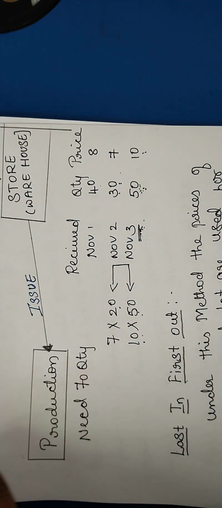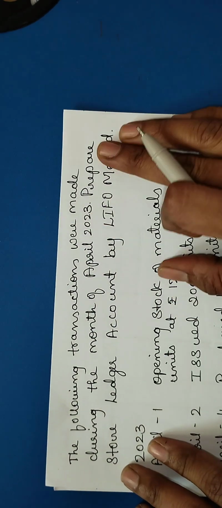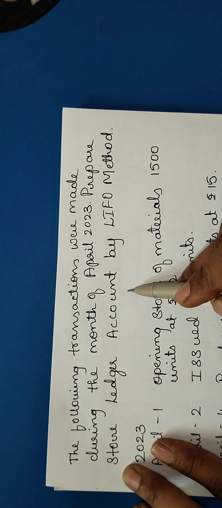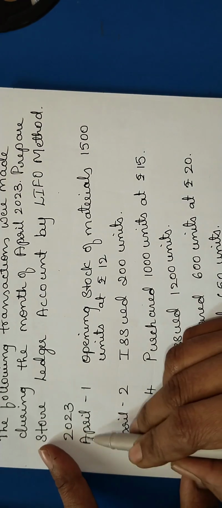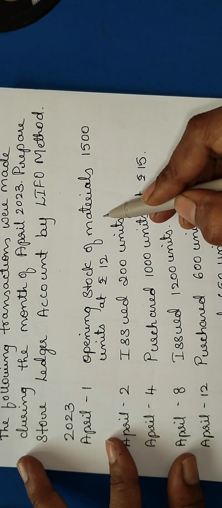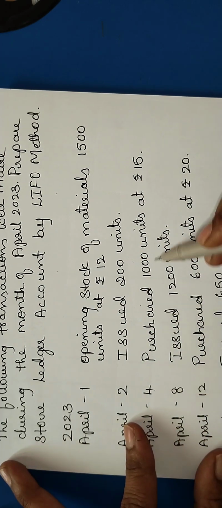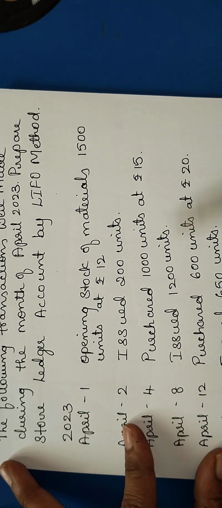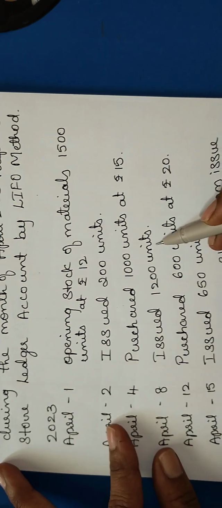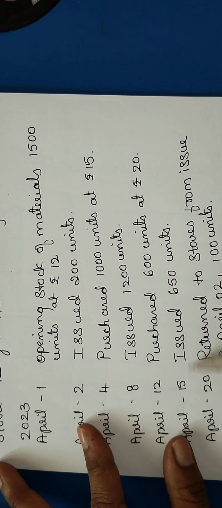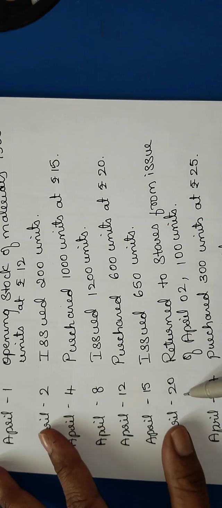Now we'll understand this with a problem. The following transactions were made during the month of April 2023. Prepare a store ledger account by LIFO method. April 1st, opening stock of material 1500 units at rupee 12. Second, issued 200 units. Fourth, purchased 1000 units at rupee 15. 8th, issued 1200 units. 12th, purchased 600 units at rupee 20. 15th, issued 650 units.